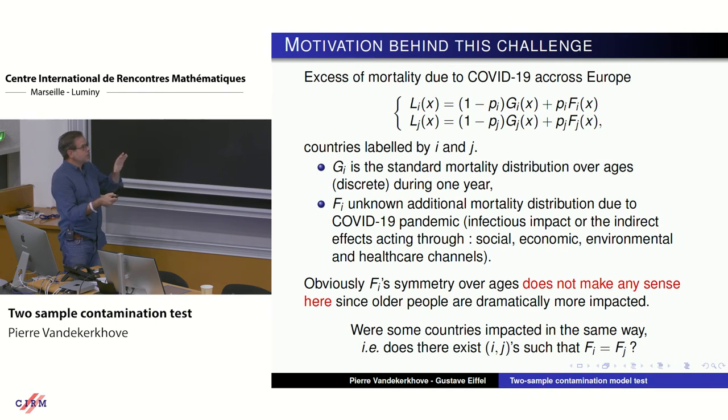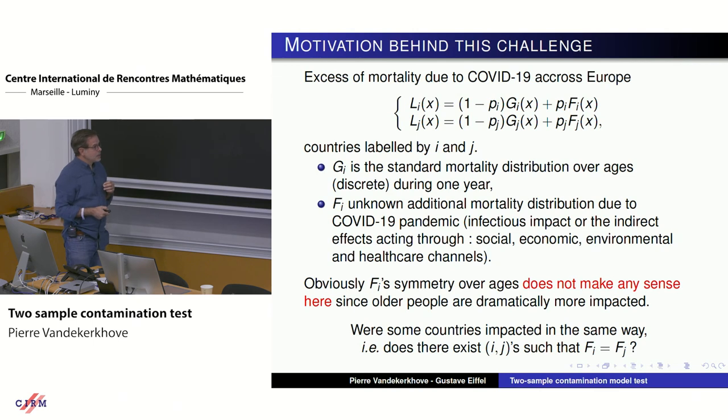And the effect can be direct or non-direct, because many sources of the COVID excess mortality can, of course, be directly impacted by the infectious disease, but can also be expressed through non-direct channels like social problems, economic, environmental, or healthcare channels. So everything is plugged in this component.